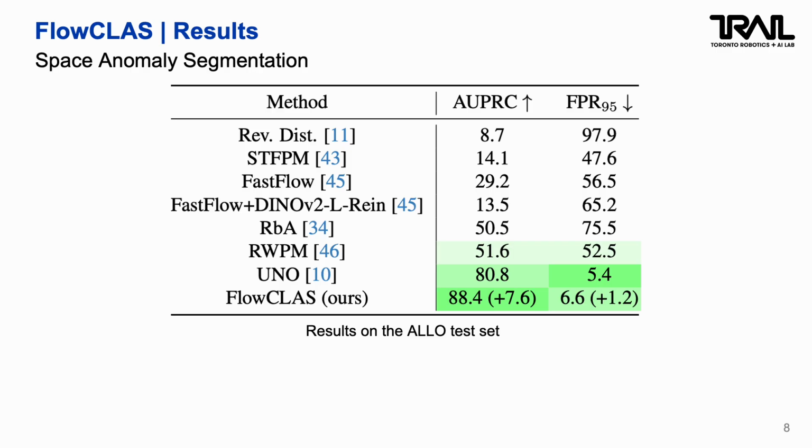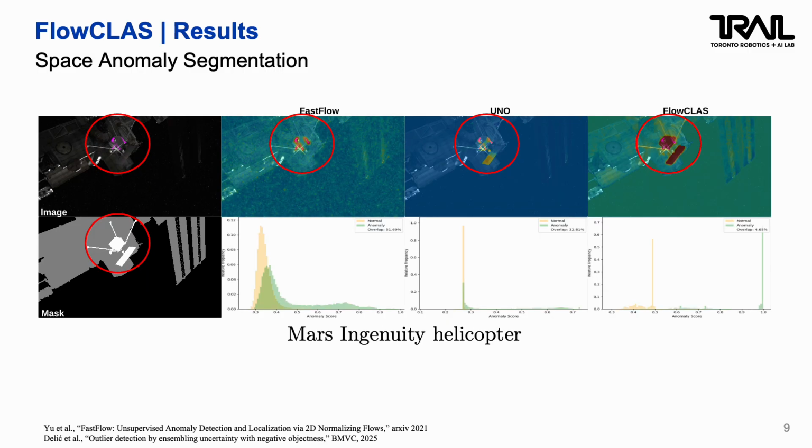FlowCLAS outperforms all existing methods on the ALU benchmark on the area under the precision recall curve metric, and also remains competitive on the FPR95 metric. Here we compare FlowCLAS against FastFlow, a previous normalizing flow-based method from the ALU benchmark, and UNO, the state-of-the-art discriminative method for road anomaly segmentation.